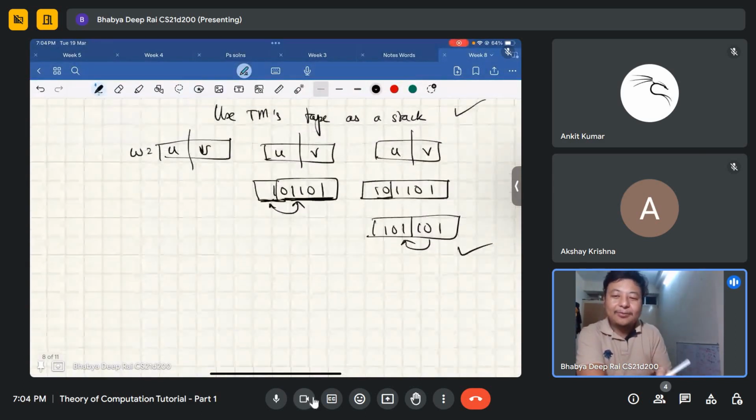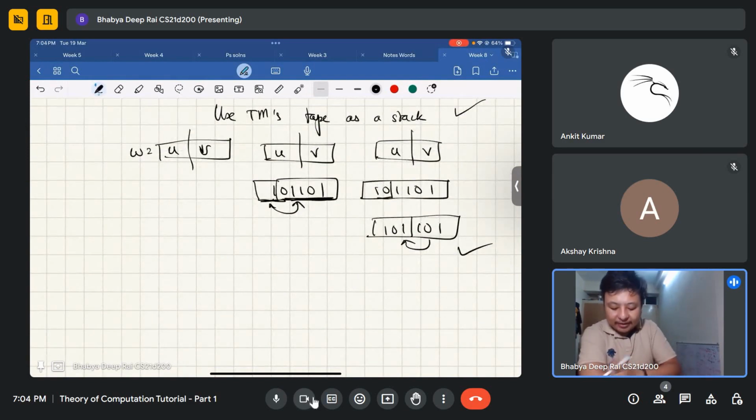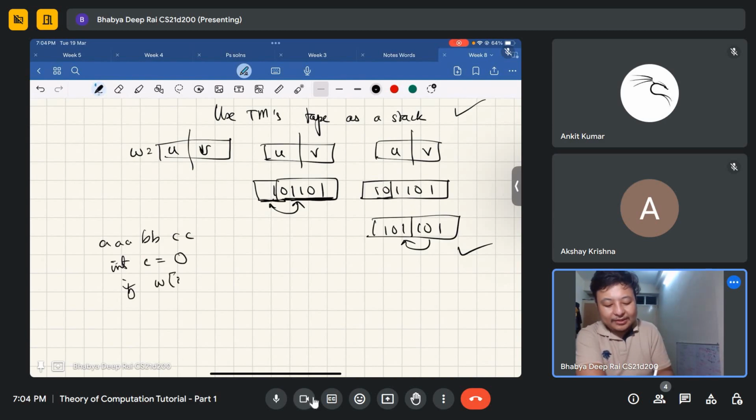But again, if you think about it in terms of algorithms, given a string A, B, C, what I'll do is maintain a counter. Think of it like a C program. C equals 0. And when I see A, I'll increase the counter. If W at position I equals A, then C plus plus, and if W at I equals B, then B plus plus. Okay, C is a bad name. D is my counter.